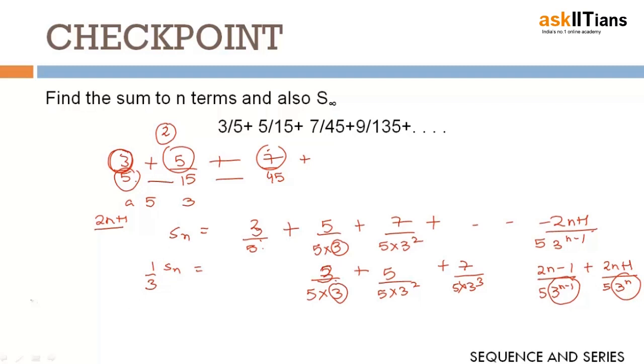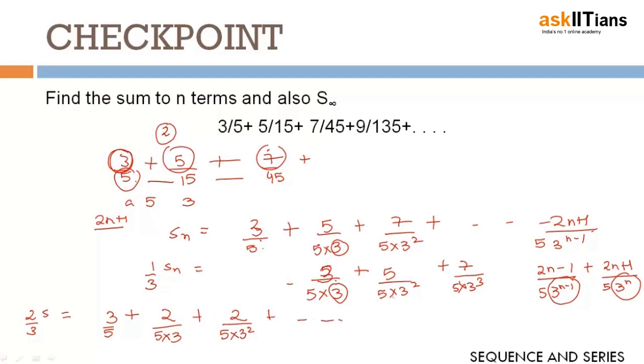First they write correctly, but at the end sometimes the mistakes come. So when I now subtract this, same step I'll follow, so we'll get 2 by 3 Sn, we can write, and this will be equal to 3 by 5 plus, so again if you subtract these two, you will get 2 here, so 2 upon 5 into 3, this is again plus 2 upon 5 into 3 square.